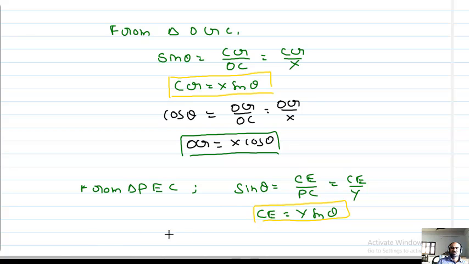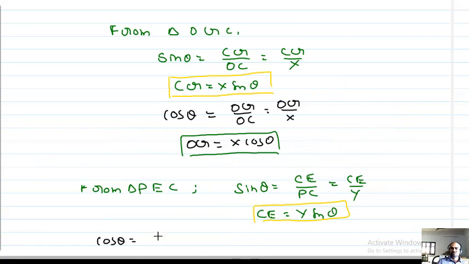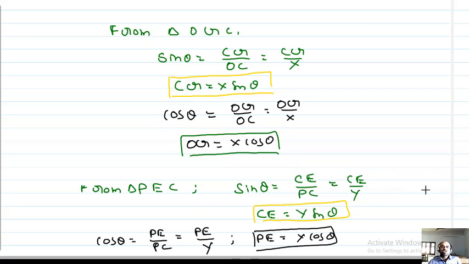Next, find cos theta. From the triangle, cos theta is equal to PE by PC. PC means capital Y, I can write. So PE is equal to Y cos theta. Now actually we want to create the relationship between small x, small y, capital X, capital Y and theta.